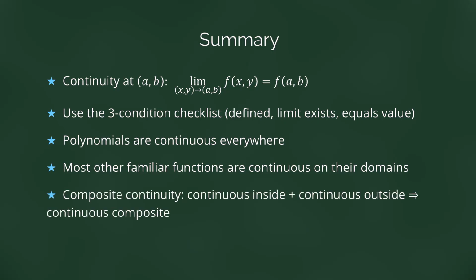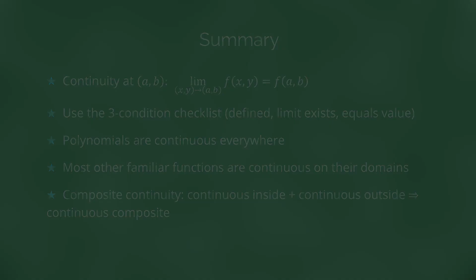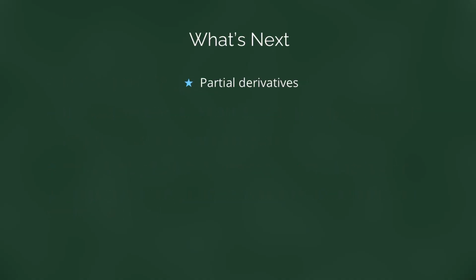Lastly, we know that if we compose 2 functions, if we have continuity for the inside function, and the function on the outside is continuous for all of the values in the range of the inside function, then our composite function is also going to be continuous. Up next, we'll be exploring the idea of the partial derivative.